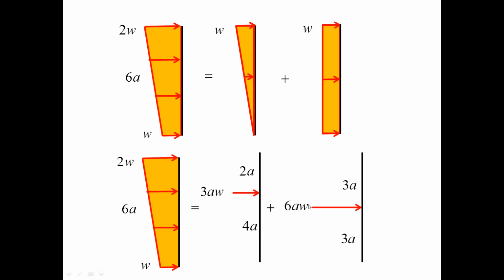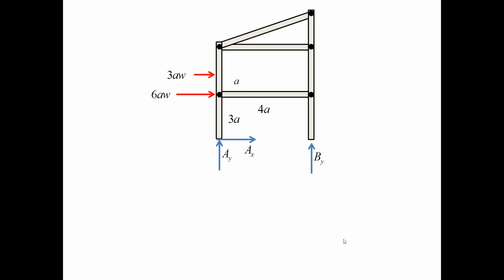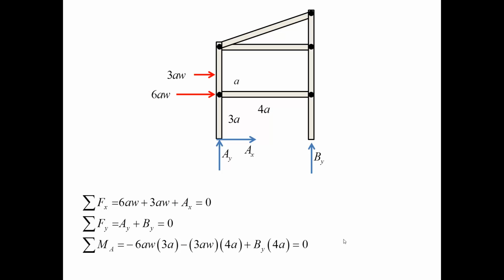For the rectangle, again, the area of the rectangle, 6AW, the force is placed in the middle. Therefore, the original free body diagram is replaced with the one shown here, and I can write down force and moment equilibrium equations to determine the reactions at A and B, and the answers are shown here.